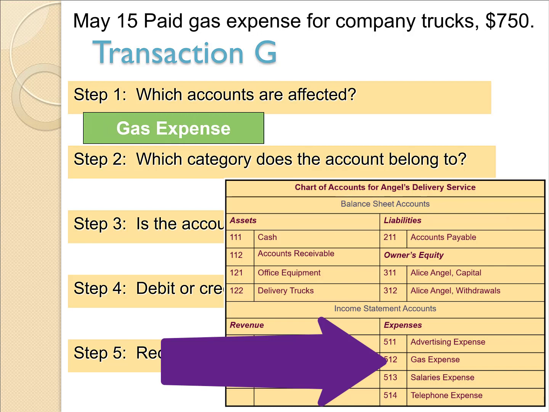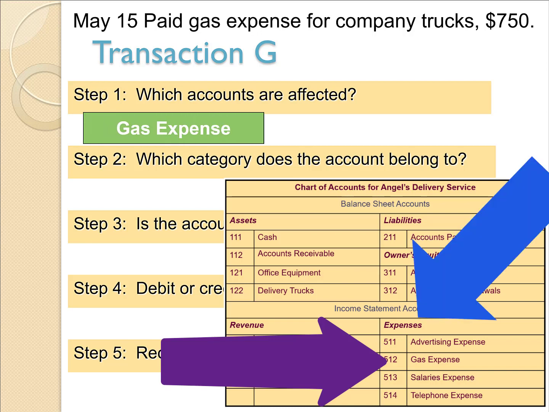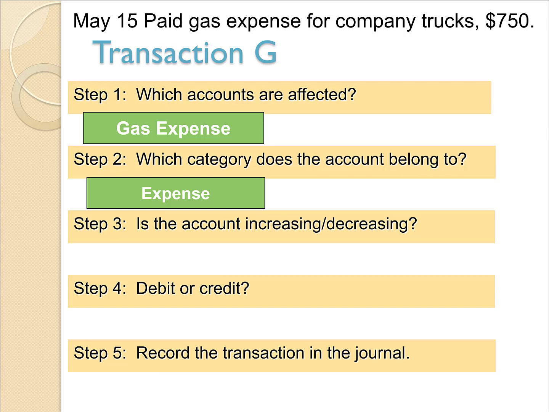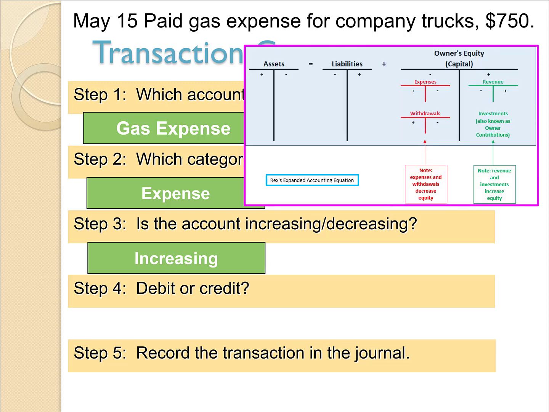Which category does gas expense belong to? Obviously, it's an expense, as you can tell by the name of the account. Is the account increasing or decreasing? Do we have more gas expense when we buy gas? We have more, so gas expense is increasing. And then we need to look at our accounting grid to see if gas expense is increasing, is that a debit or a credit? It's a debit.